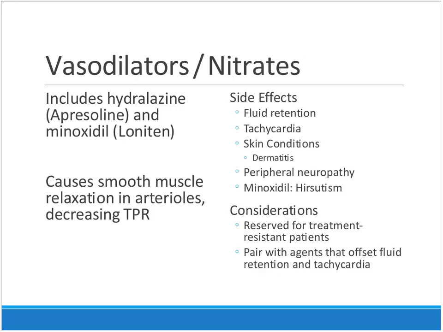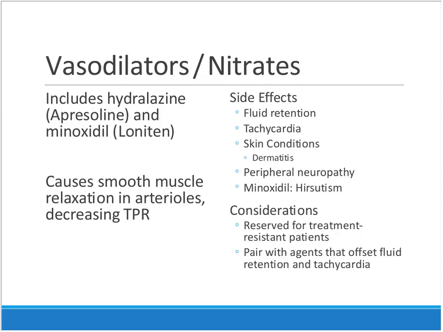And an interesting side effect of minoxidil is hirsutism, which is hair growth in places that you may or may not want hair growth. There are actually shampoos that use minoxidil as an active ingredient to help stimulate hair growth. So it's one of those cases where a side effect actually had a benefit when applied in a different manner.